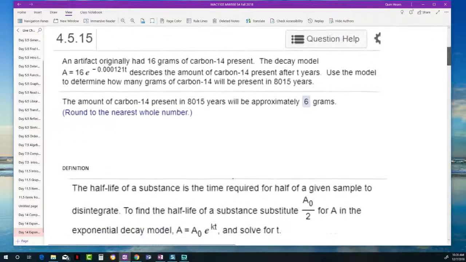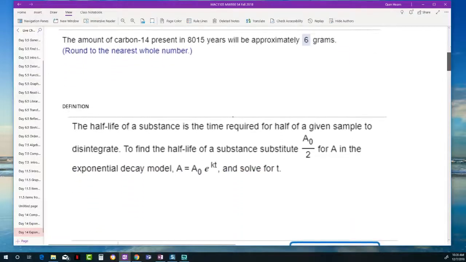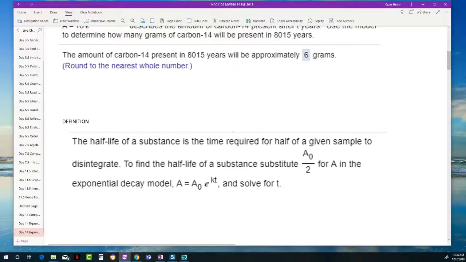All right, and I'm going to move on now to a definition. So in some of the problems, it's going to refer to half-life. So you need to know what the half-life is referring to. The half-life of a substance is the time required for half of a given sample to disintegrate.